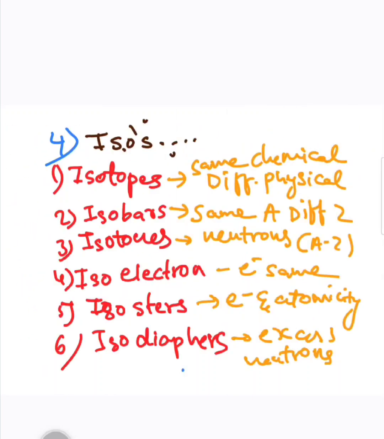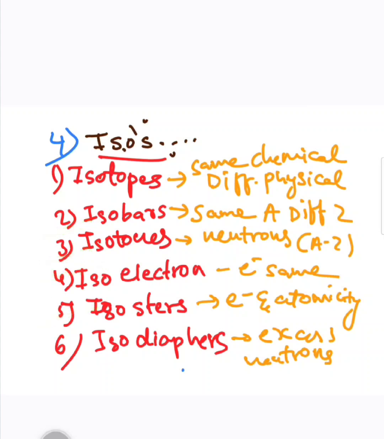Now we are going to discuss some of the isos. What are isos? Iso is nothing but same, similar kind of properties, everything same. Now here we will study some 6 cases of isos. The first one is isotopes and the next one is isobars, followed by isotones, isoelectronic species, isostars and isodiaphers.